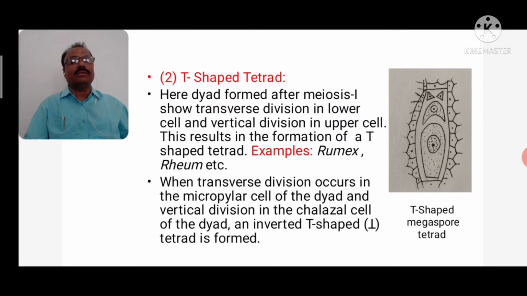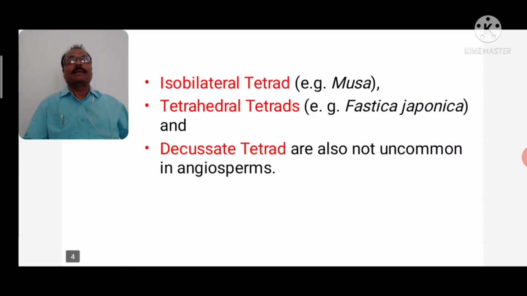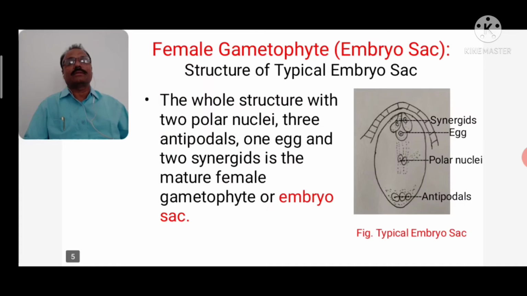When transverse division occurs in the micropylar cell of the dyad and vertical division in the chalazal cell of the dyad, an inverted T-shaped tetrad is formed. Isobilateral tetrad, for example Musa, tetrahedral tetrad, for example Fatsia japonica, and decussate tetrad are also not uncommon in angiosperms.